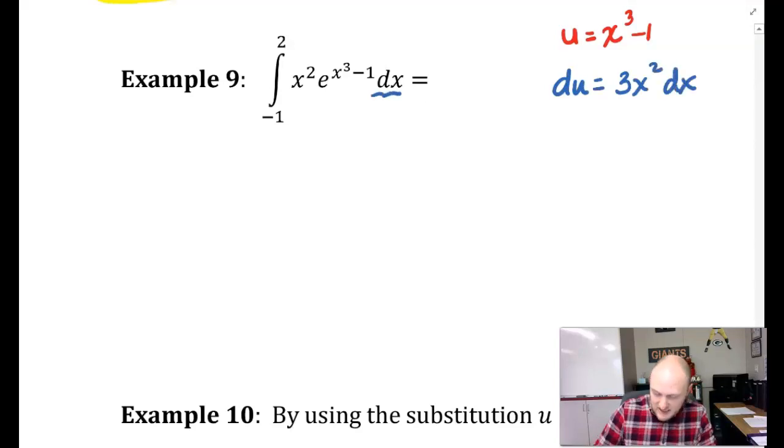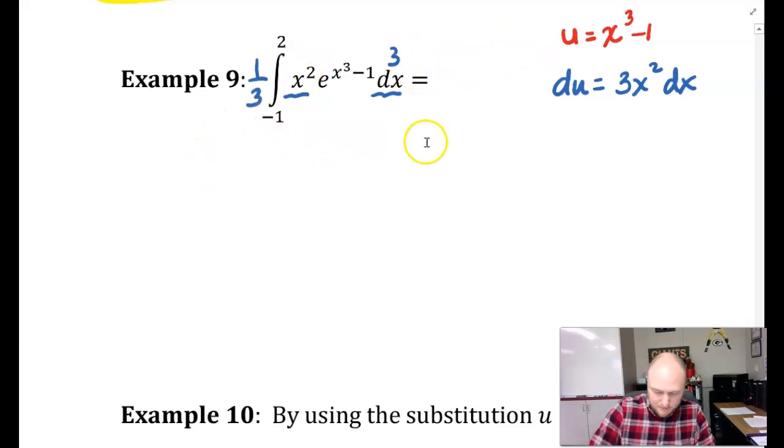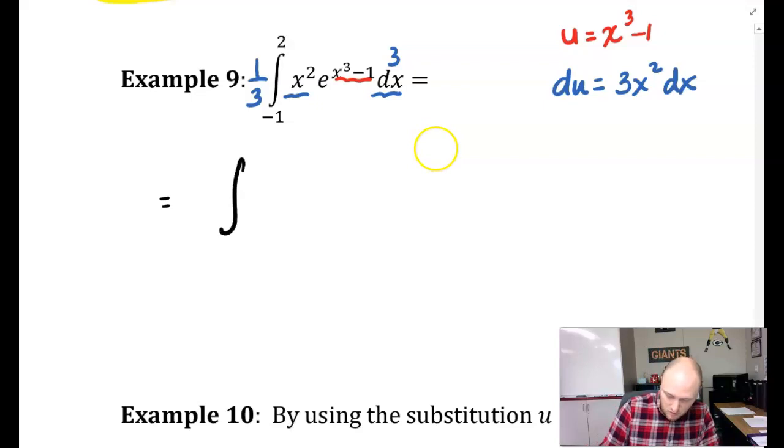I account for the dx, I account for that x squared. I am missing the 3, so I'm going to multiply in a 3, which means I have to multiply in a 1/3 in order to balance this. Okay, and you can see there I've accounted for everything. So 1/3 of this integral is going to be e to the u, which is pretty sweet.